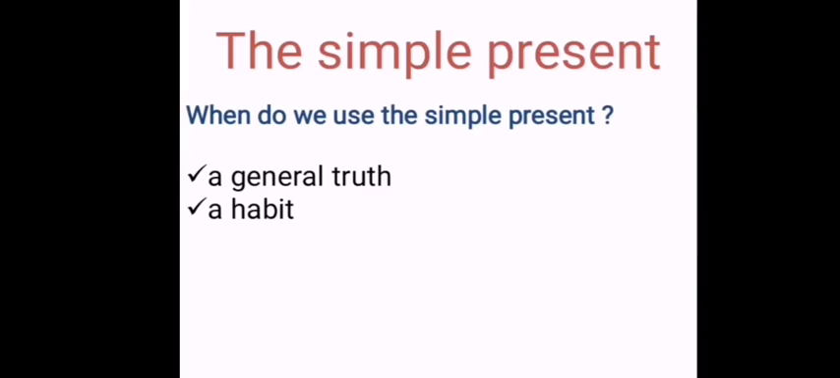So, then we use the simple present to express a habit. What is a habit? What do we mean by a habit? Okay, so a habit is something that you do every day, or something that you do every week, or something that you do every year. Okay, so this is a habit. We use also the simple present to express a permanent situation. What do we mean by a permanent situation? A permanent situation is a situation that lasts for a long period. Okay, so this is a permanent situation.